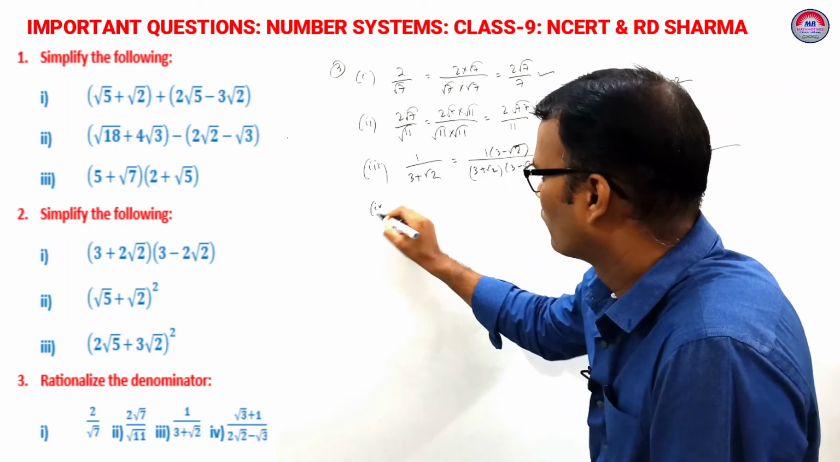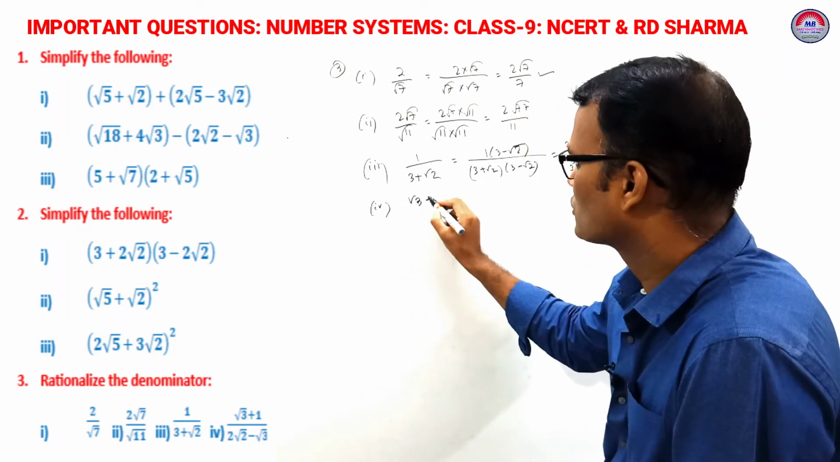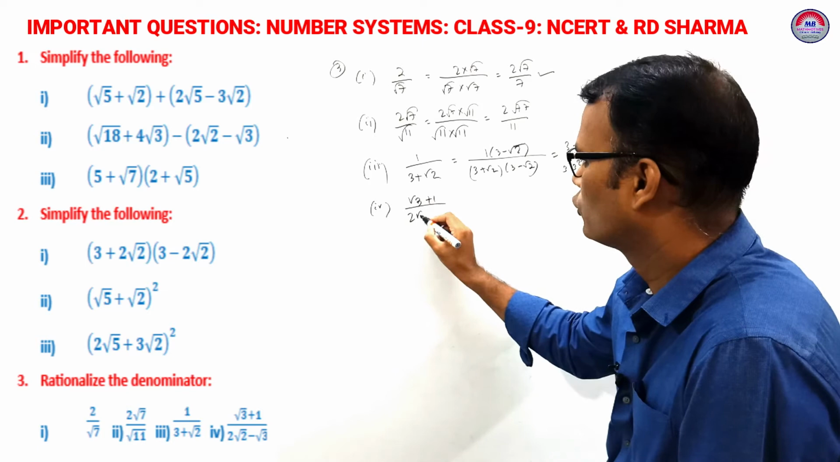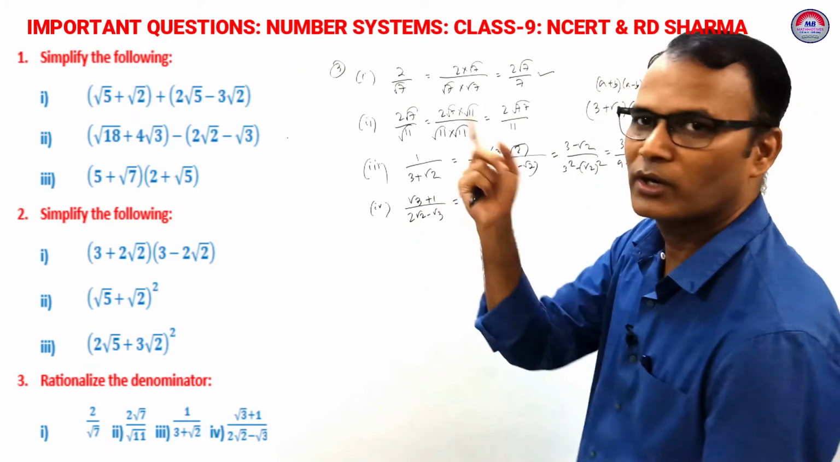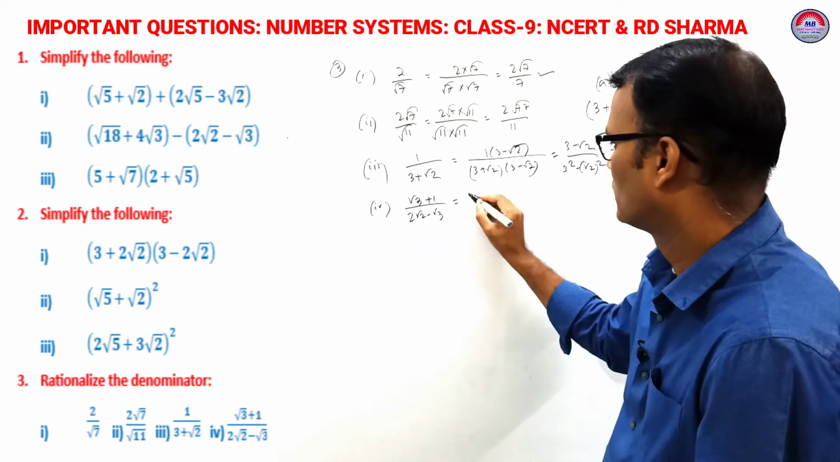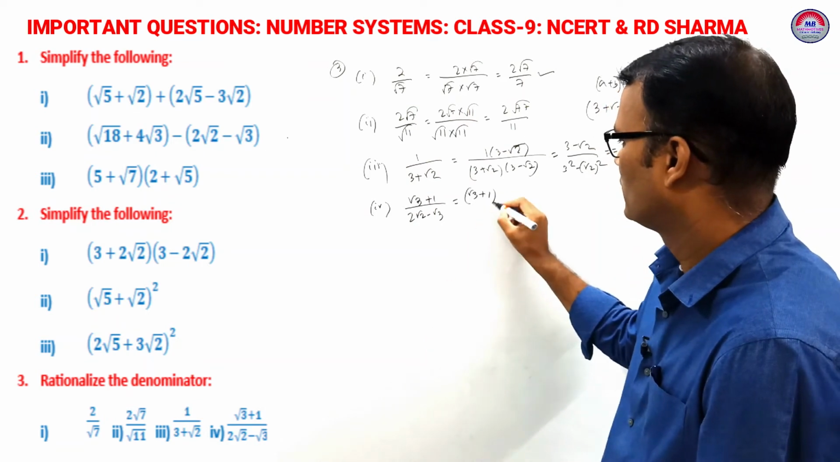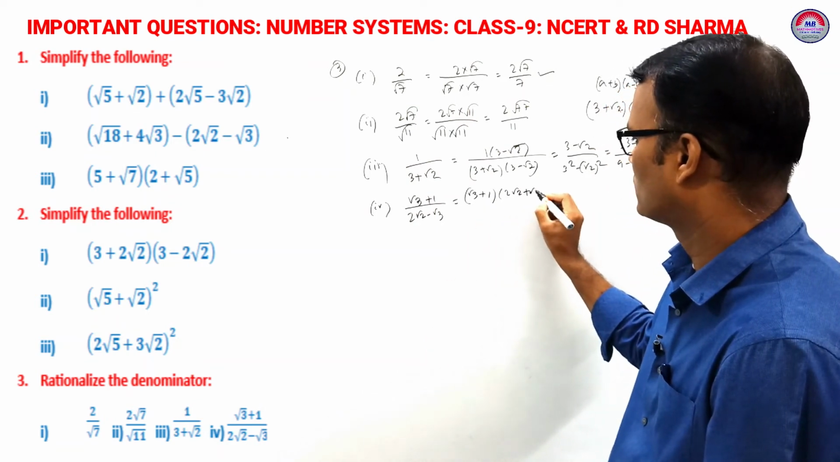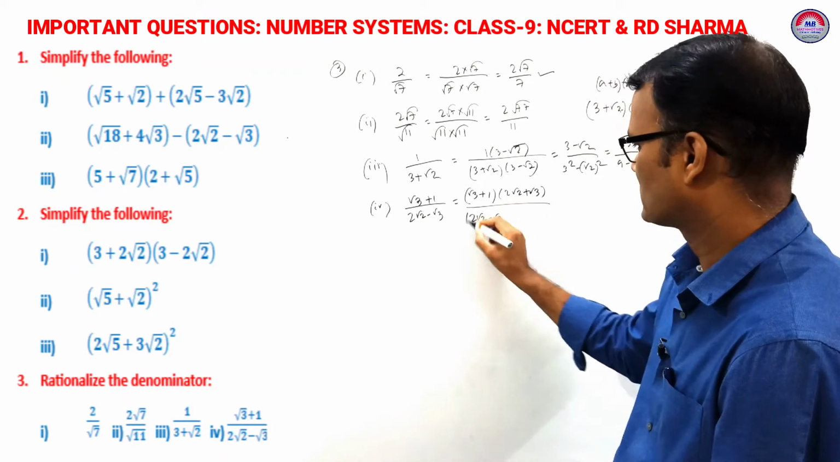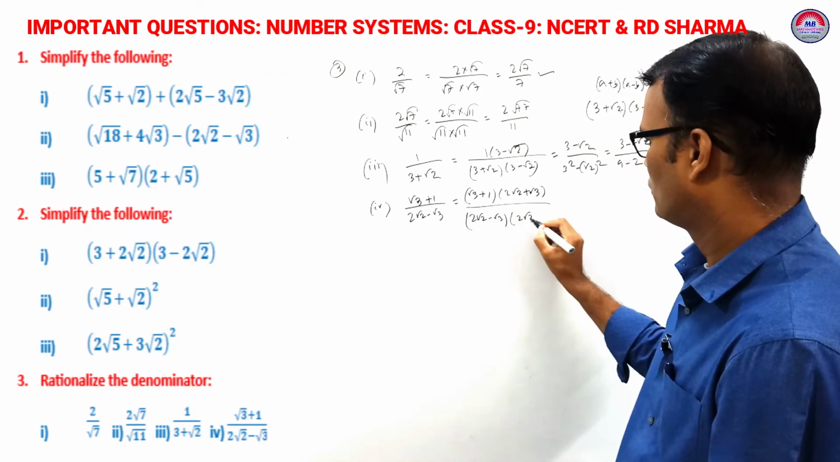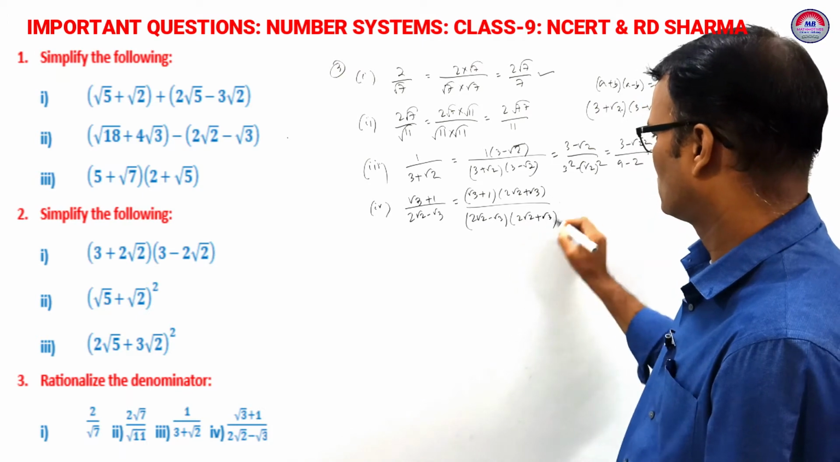Then bit 4. You see, root 3 plus 1 upon 2 root 2 minus root 3. Here the denominator is 2 root 2 minus root 3, so we have to multiply by 2 root 2 plus root 3, so root 3 plus 1 into 2 root 2 plus root 3, because the denominator will be rationalized.